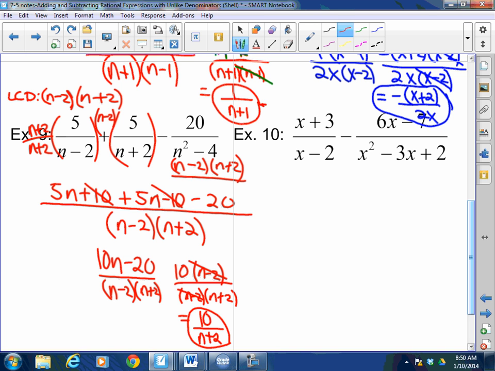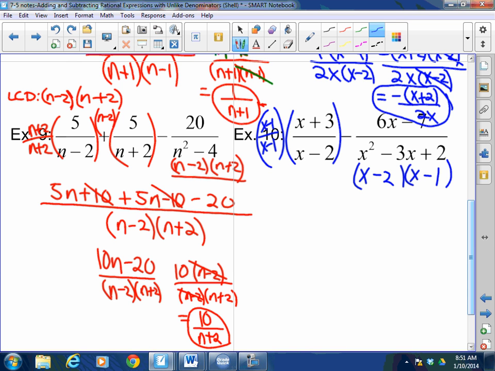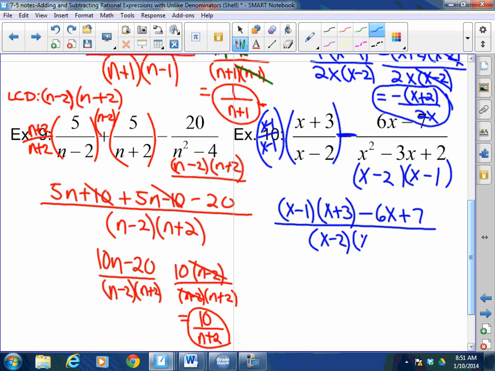That makes sense, y'all? All right. Let's do this last one, and then we'll do some practice problems. So there's only one to factor here, and that's x minus 2 and x minus 1. So what do I have to multiply this one by? x minus 1, to both top and bottom. Now, when you have it like this, guys, don't try to be fancy. Rewrite it for yourself. Make it easy for yourself, okay? This is going to be an x minus 1 times an x plus 3. Remember, there's a negative here, so it's going to be minus 6x plus 7 over x minus 2, x minus 1. Sometimes it's good to organize it before you start multiplying.